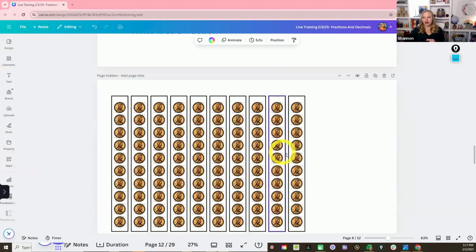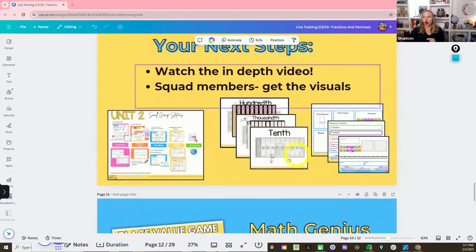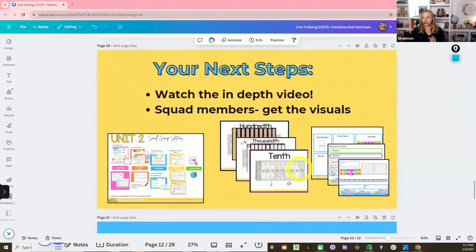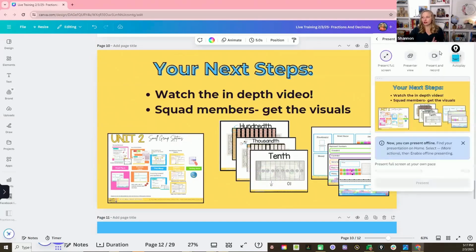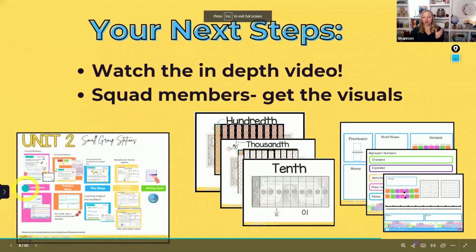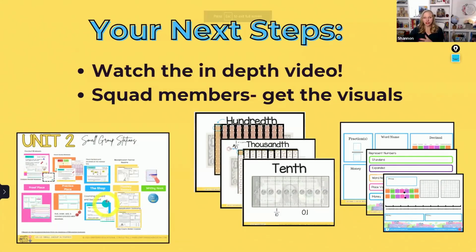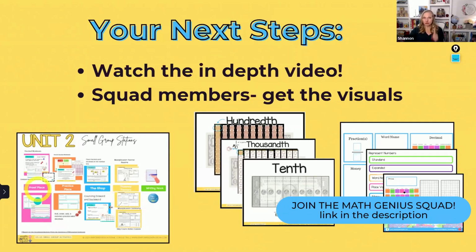So if you are in the squad, you're going to see all of this. My fourth and fifth grade teachers, with fifth grade, unit 2 is all of your small group stations. You have a station, let me make it nice and big for us now. All of these are fractions and decimal stations, small group activities for WIN time, reteaching, etc. Go check it out in the small group icon.